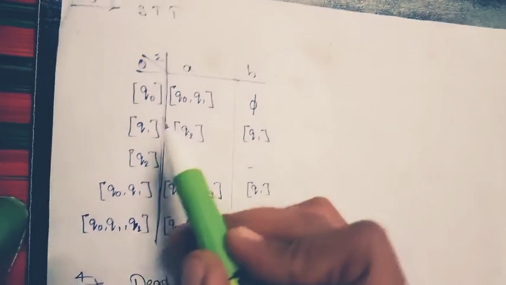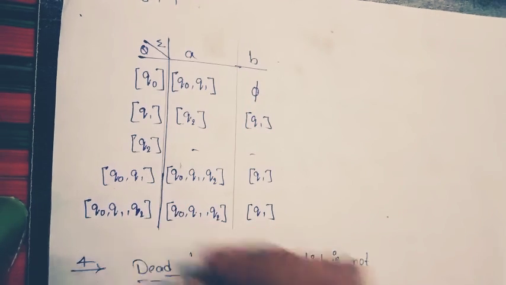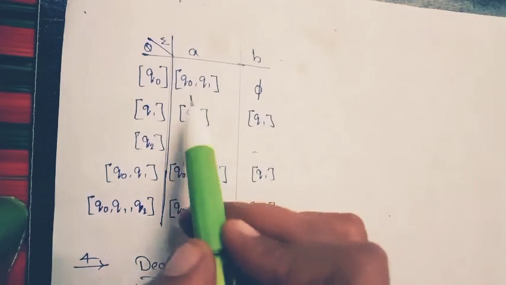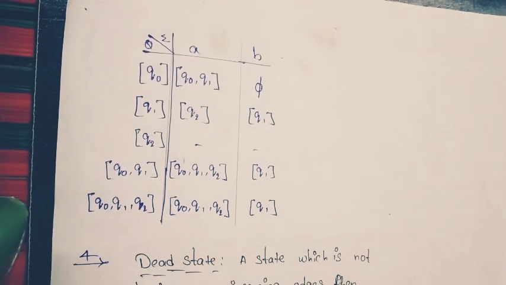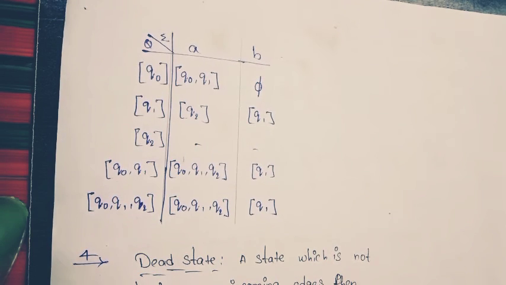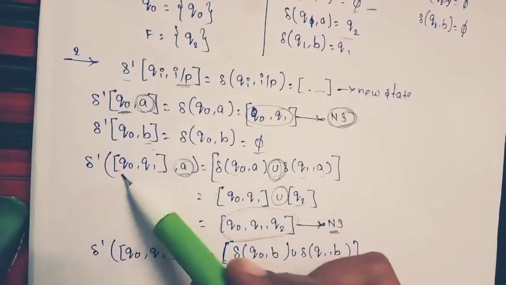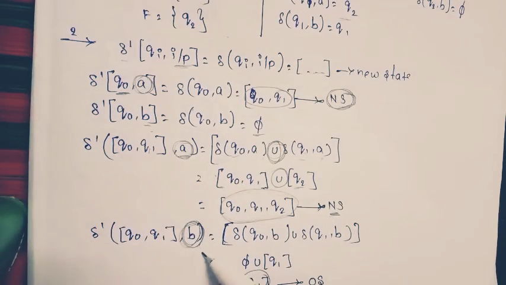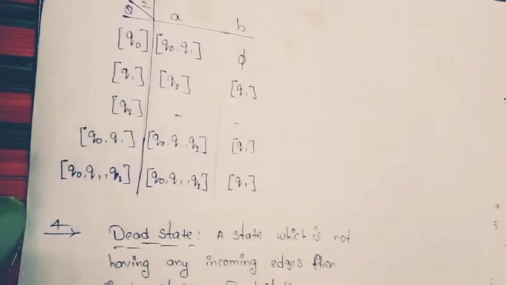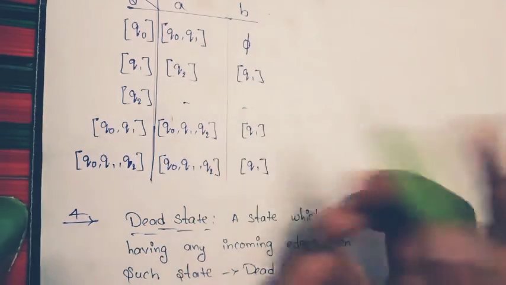How to draw this? See here. First of all, write all the transition states, new states and old states. See here, Q0 of A. What did we get earlier? Q0 comma Q1. Q0 of B. Like this, guys, from the previous, from here, Q0 of A, Q0 of B, Q0 Q1 A, and then Q0 Q1 B. Like this, all these answers we are writing in that state transition table. I completed by writing all this. So for Q2, we didn't have any A value and B value.